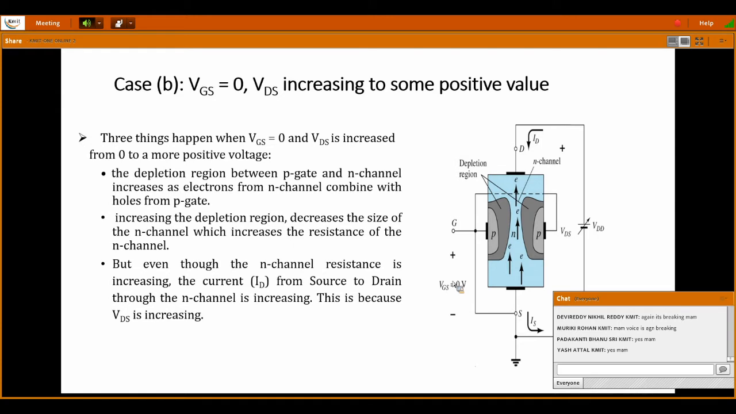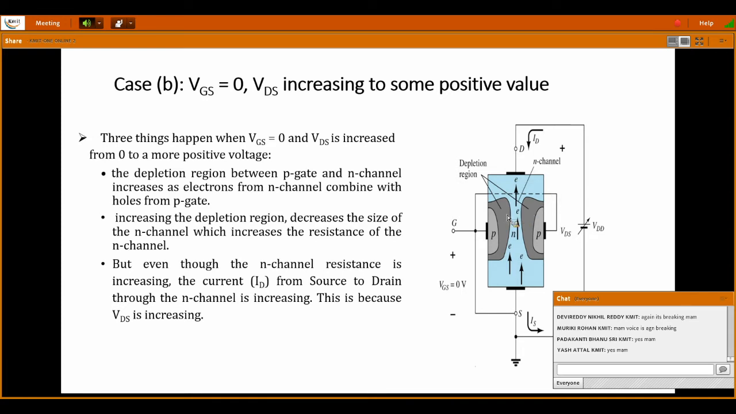Actually, the reverse bias is 0. But when VDD is being increased, see here, the drain is connected to which type of semiconductor material? N type of semiconductor material. But N is given to what? To the positive terminal. Means when VDS is increasing, internally the reverse bias is also increasing.